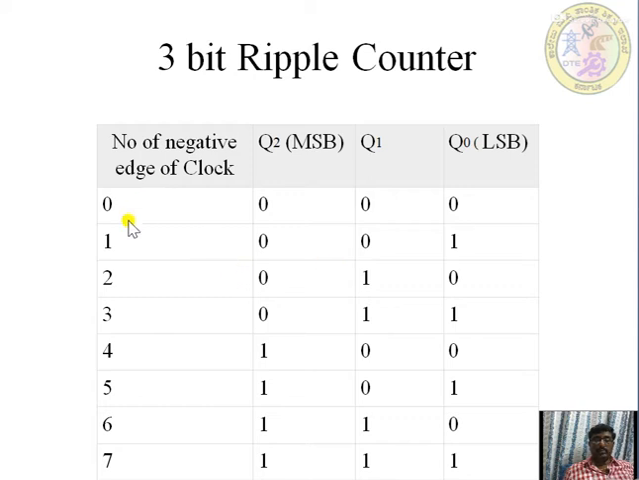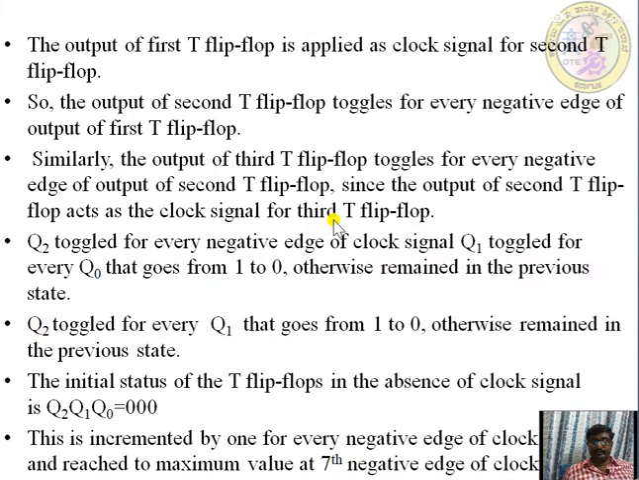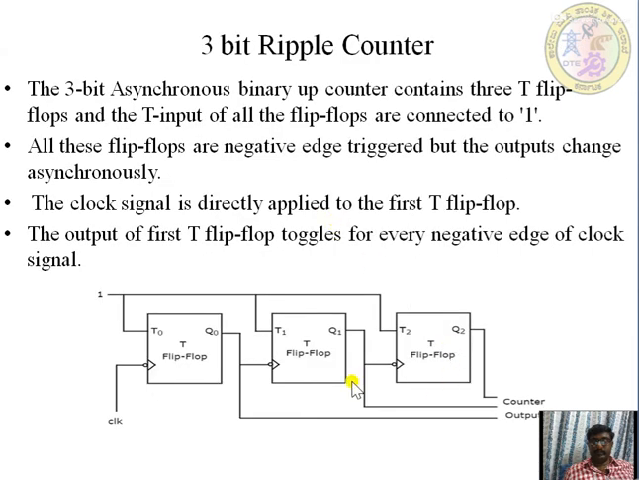Ripple counter: initially, on the negative edge of the clock, all the bits are 0 0 0, that is Q2, Q1 and Q0. During the next clock, only 0 0 1 happens, so the first flip-flop output is just considered. Here, Q2, Q1, Q0: the first output is 1, so the value will be 0 0 1.